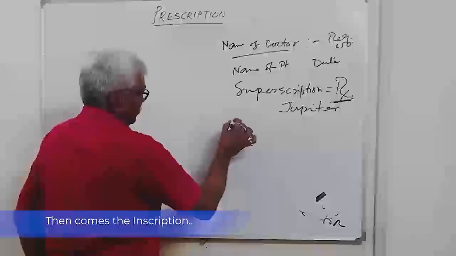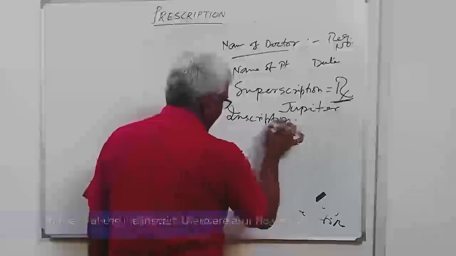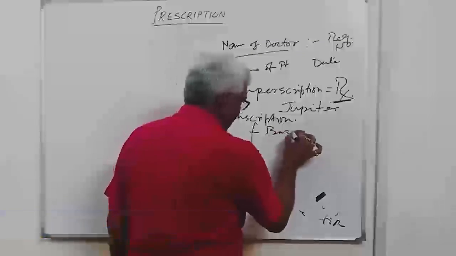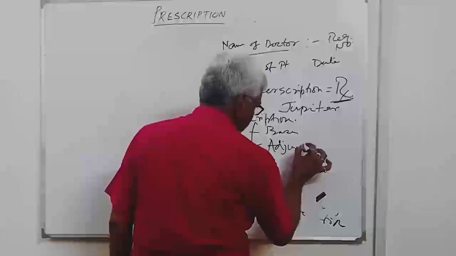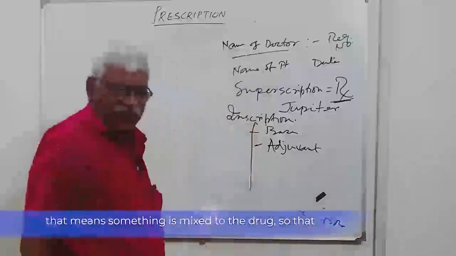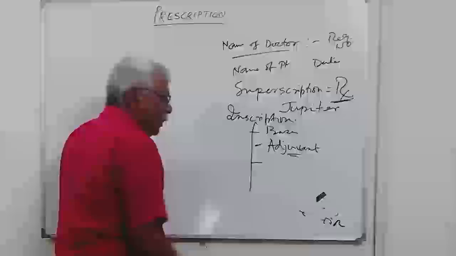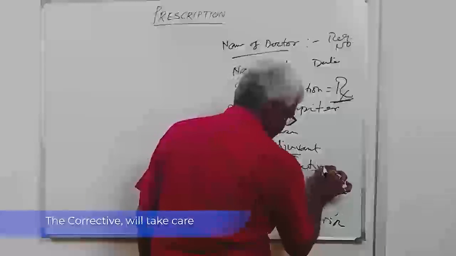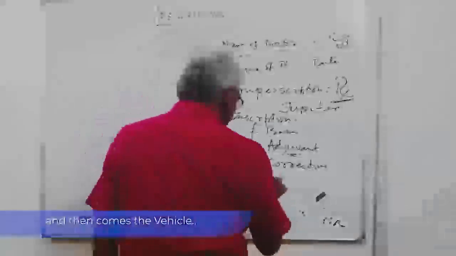Then comes the inscription. In the inscription, there are four heads. One is the base proper, that is the drug proper. Then the adjuvant, that means something is mixed with the drug so that its action is enhanced or it is better absorbed. Then comes the corrective, which will take care of the bad taste, and then comes the vehicle.